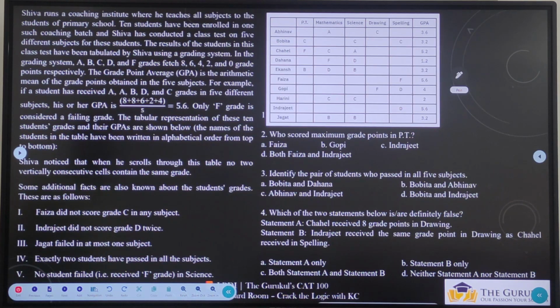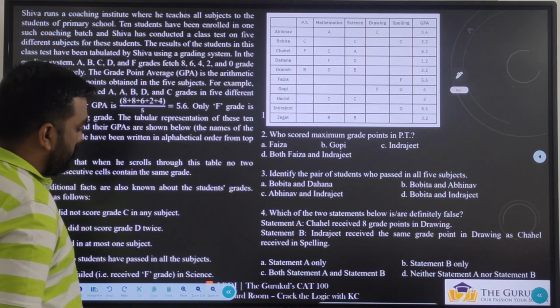The tabular representation of these 10 students' grades and their GPAs are shown below. The names of the students in the table are in alphabetical order from top to bottom. Shiva noticed that when he scrolls through the table, no 2 vertical consecutive cells contain the same grade. Some additional information is given with 4 different questions.